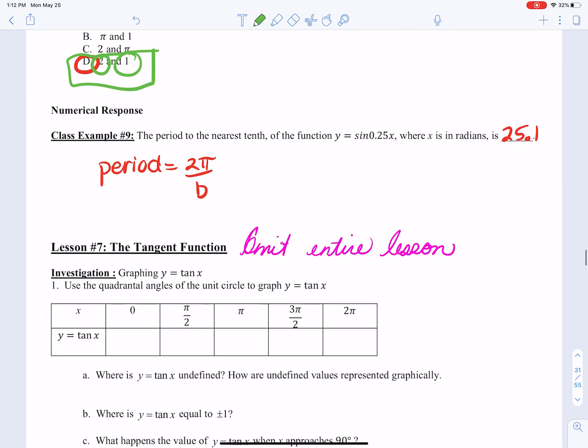Last example. The period to the nearest tenth of the function y is equal to sine 0.25x, where x is in radians, is, I got 25.1, but I got that by going 2 pi divided by my b value, which is 0.25, and because it asked to the nearest tenth, I just put it in my calculator, and I got 25.1. And that's it.